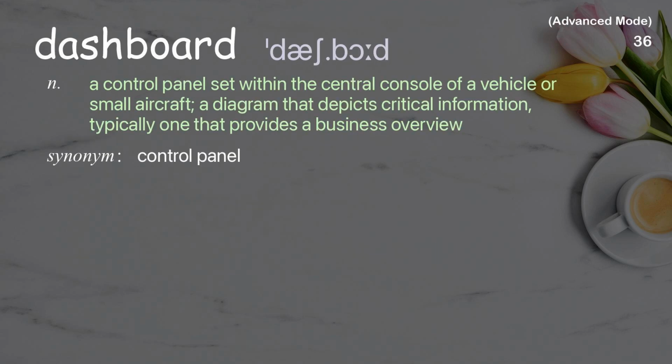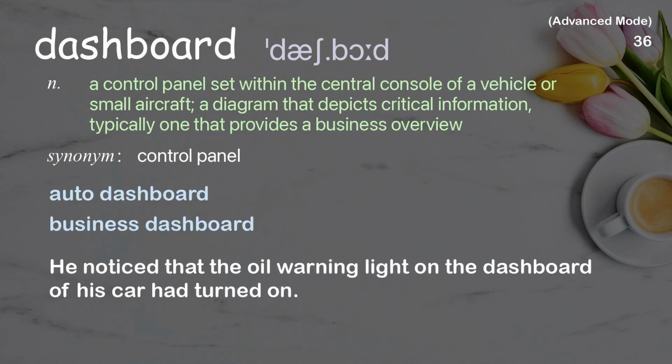Dashboard. A control panel set within the central console of a vehicle or small aircraft, a diagram that depicts critical information, typically one that provides a business overview. Examples: Auto dashboard. Business dashboard. He noticed that the oil warning light on the dashboard of his car had turned on.